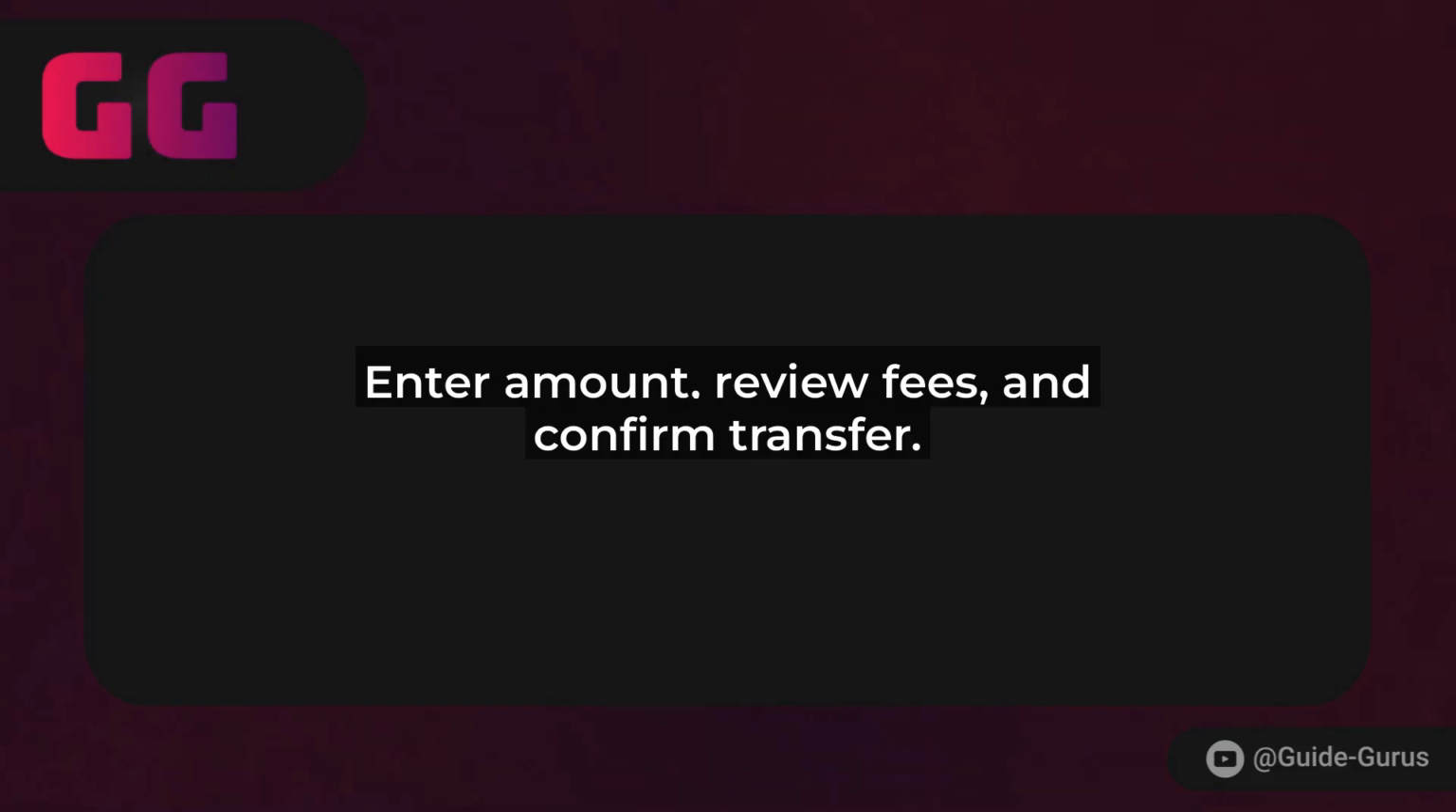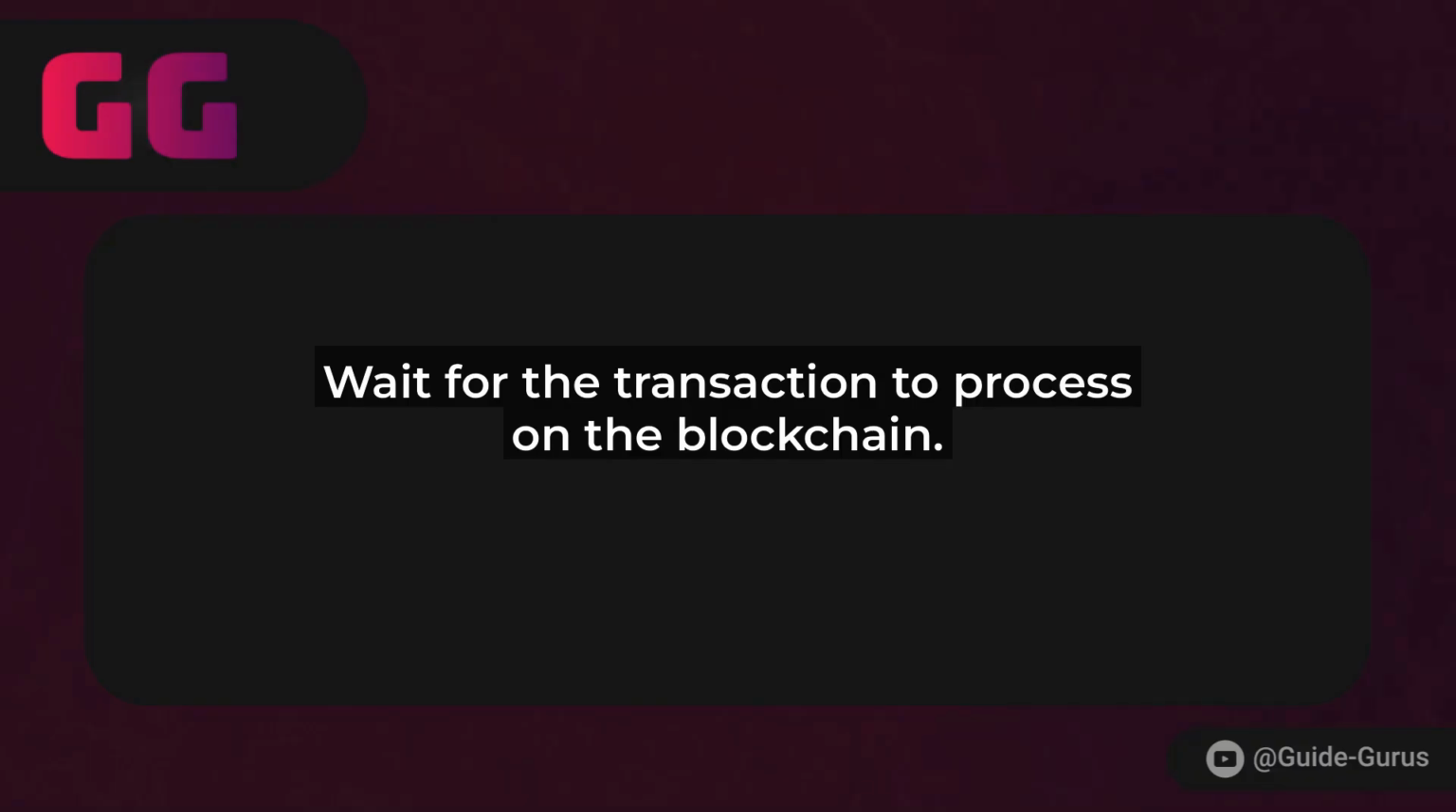Once the transaction is initiated, it might take a few minutes to an hour to process, depending on network congestion. Keep an eye on your Robinhood account to confirm the arrival of your USDT. If you run into any issues, like delays or errors, check the Blockchain Explorer for your transaction status.